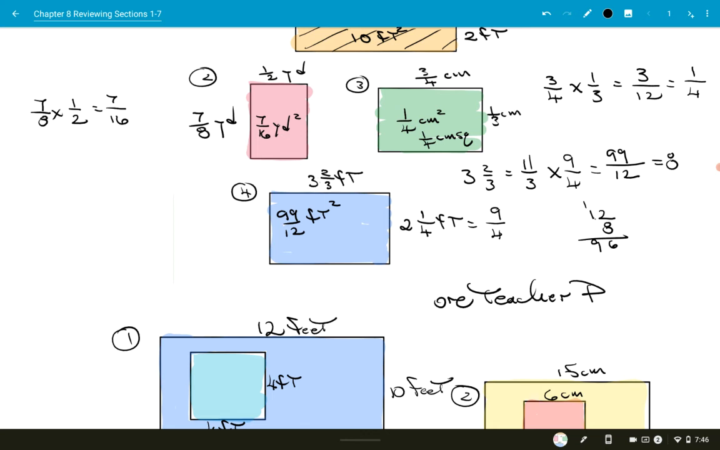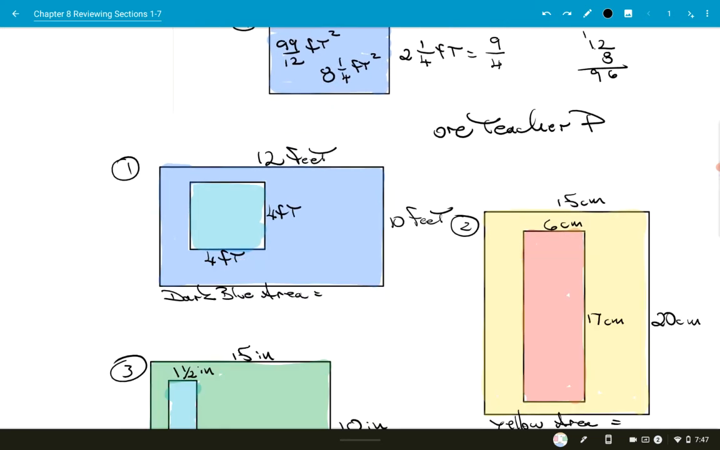And there's 3 left over. 8 and 3 twelfths. And 3 twelfths, that looks familiar. Didn't we just reduce something like that? 8 and 3 twelfths, so that is the same as 8 and 1 quarter feet squared. So 99 over 12, if I did my math right, is the same as 8 and a quarter feet squared. Okay? Hopefully I didn't make any mistakes, but you never know.